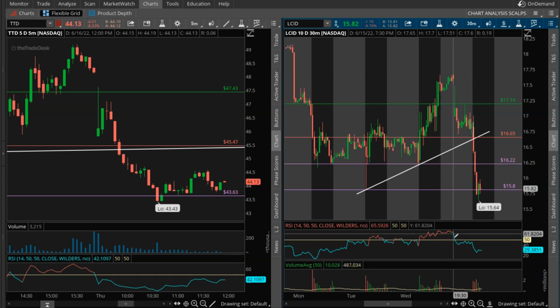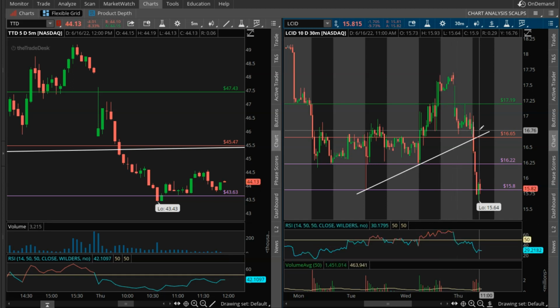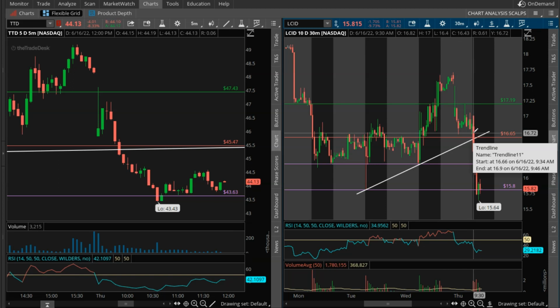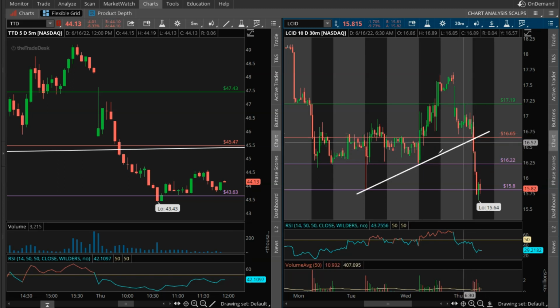Now, the RSI lost that momentum on the 50 line, so I was looking for price to lose support and break this upper trend line to head into that pivot and the range break of this UTL. So first, the 16.65 I got from this level here.